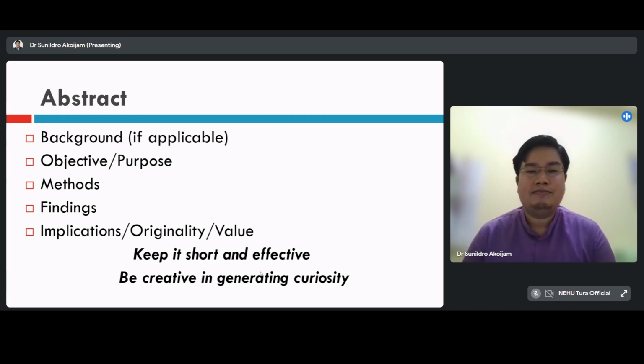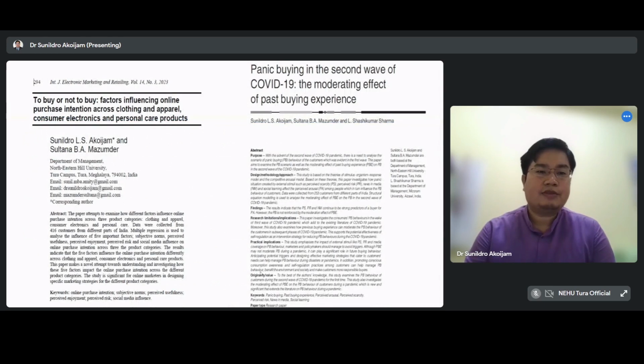And obviously it has word limits also. Be creative in generating curiosity. This is another very important thing in order to increase the readership and the number of citations. So be creative in the way you write the abstract, even though you include all these important elements. But before going further, let me show you some samples of how an abstract looks. If we see the types of abstract that are normally accepted in some reputed journals today, there are three types of abstract that you will find in various journals.